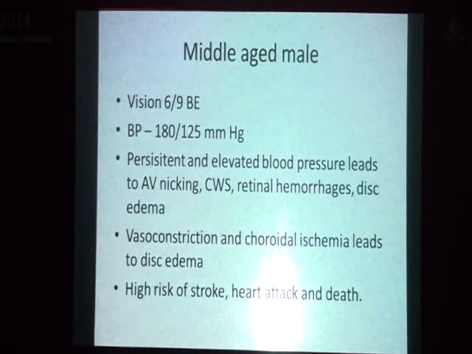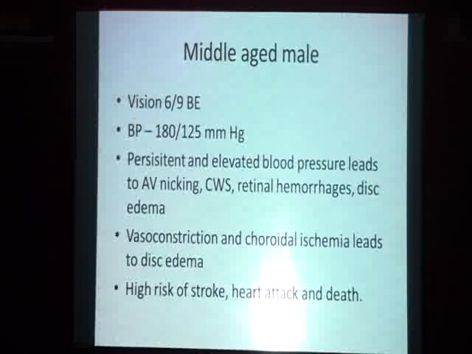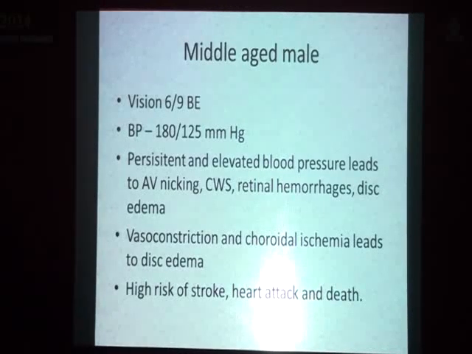Now, let us come to another case: a middle-aged male who has vision of 6 by 9 in both eyes, and his BP is 180 by 125. And this kind of a picture, of course, is in retrospect. Let us see what this kind of blood pressure does. It causes persistent elevated blood pressure, causes AV nicking, can cause cotton wool spots, retinal hemorrhages, and disc edema, depending upon the amount of blood pressure and the time duration that it has been elevated.